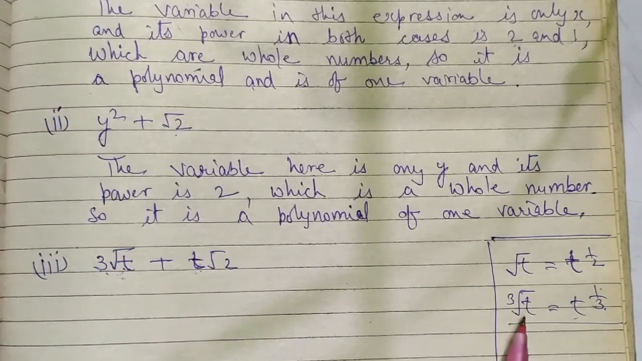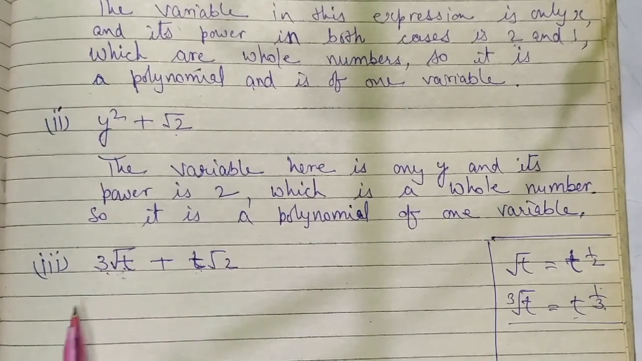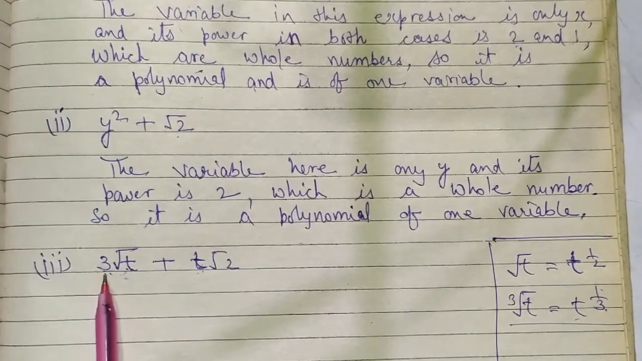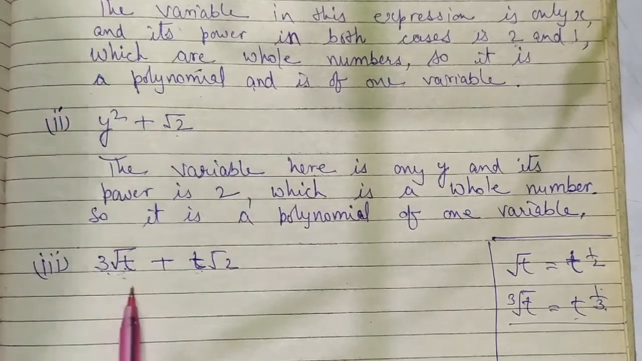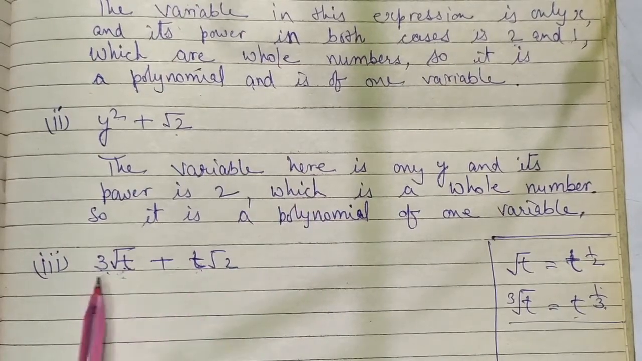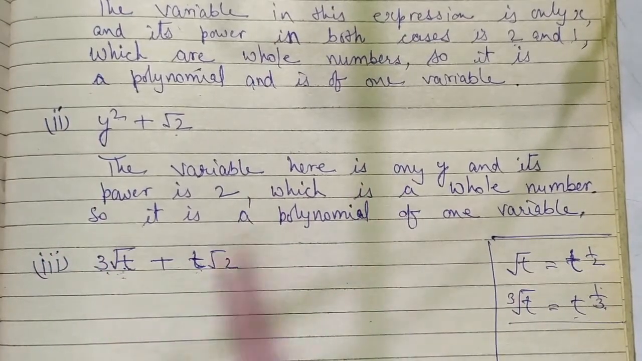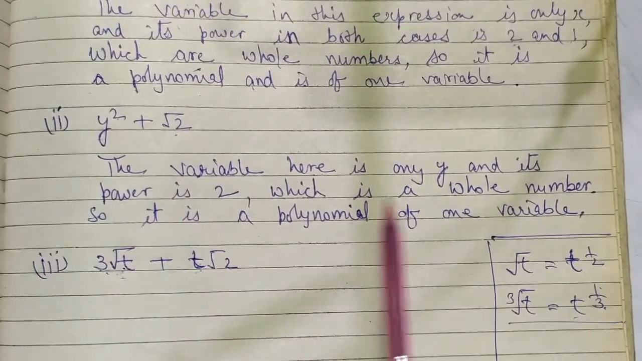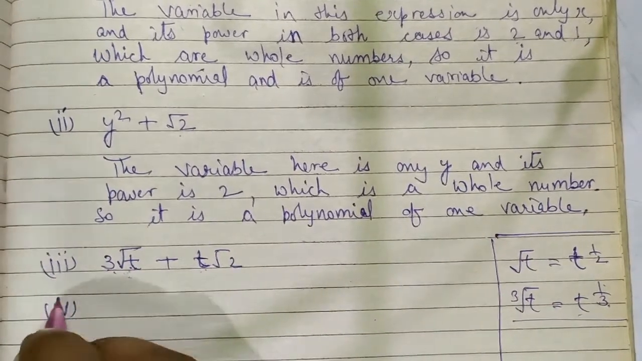So we can write here that there's only one variable, and the powers of the one variable t are 1 upon 3 and 1, which, in the first case, is not a whole number, right? In the first case the power is not a whole number, so it is not a polynomial. I hope you got this. It is not a polynomial, but you need to write it like this, okay? The variable here is only t, and its powers are 1 upon 3 and 1, which are not whole numbers, so it is not a polynomial.